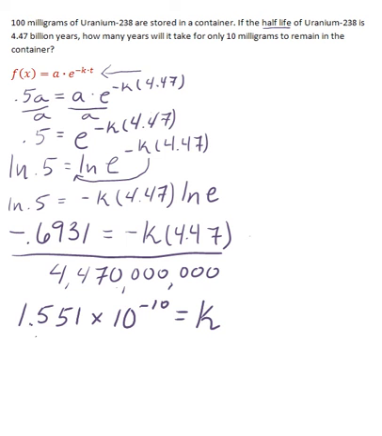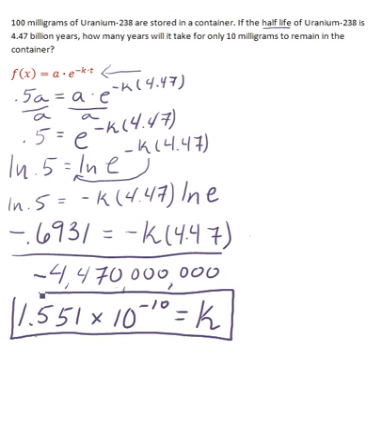I also completed that calculation on my calculator just now, and actually divided by the negative 1 while I was at it. So I found my k value to be equal to 1.551 times 10 to the negative 10 power. Our k value we found to be exceptionally small, but that's okay.